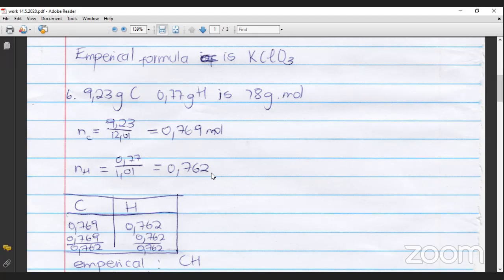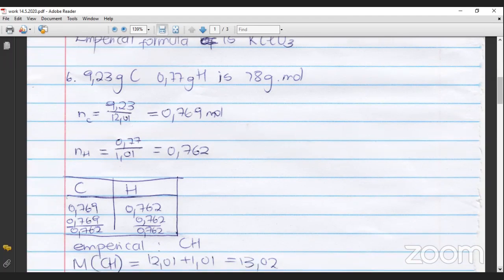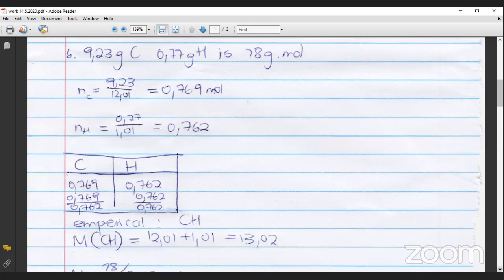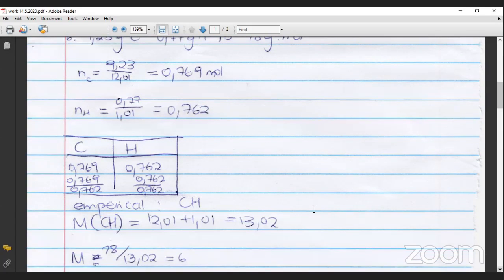Remember, guys, you always have to put in the standard units, because otherwise you might get your answer wrong. So you must always write mole. Then I continued from there. I did that table again where I divide them by the lowest number of moles, so it's going to be 0.762. For the empirical formula, you get CH because it's both 1 and 1. So it's going to be CH.